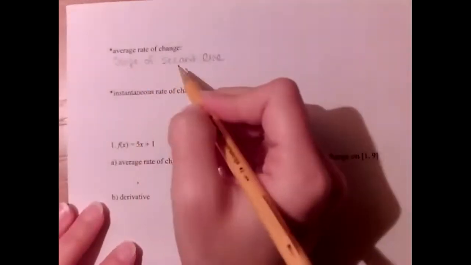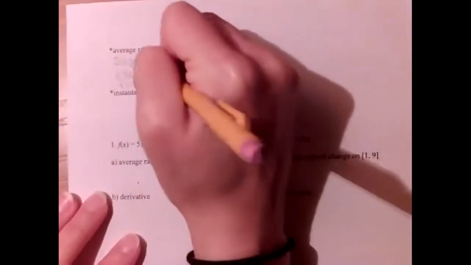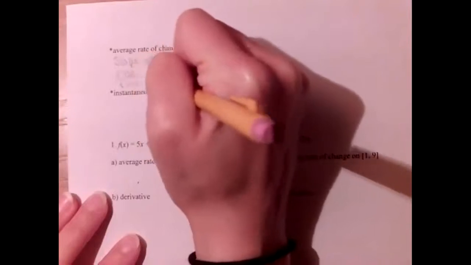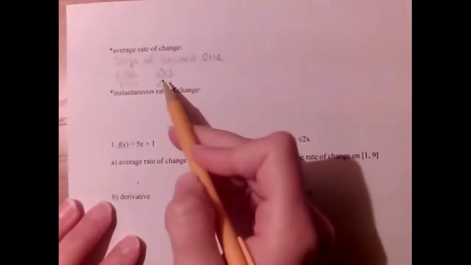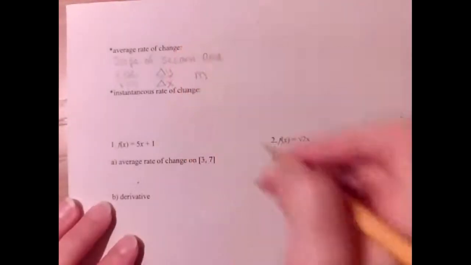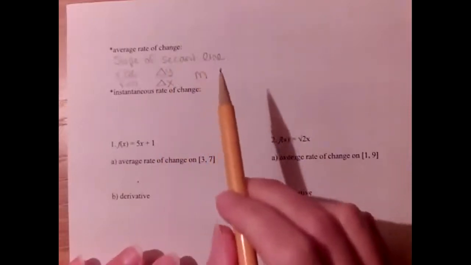But that's just your basic regular old algebra 1 slope. It's rise over run, or change in y over change in x. This is delta y over delta x. That just means change in, or m for slope. So it's just your regular old algebra 1 slope.